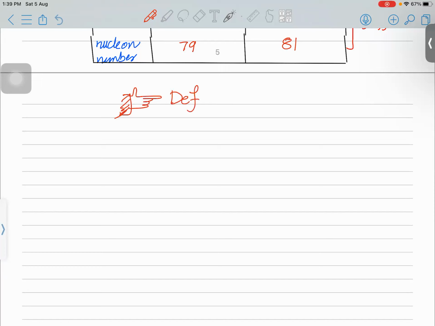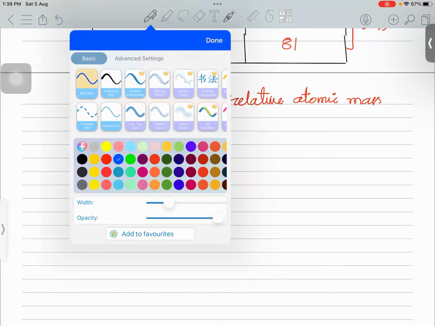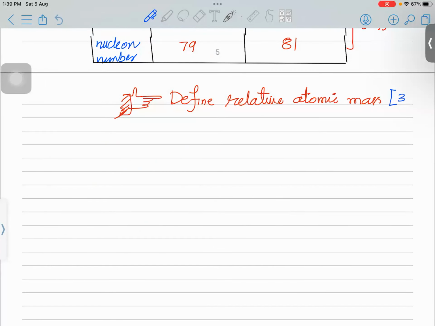Define relative atomic mass. Examiner asked this definition for 3 marks.